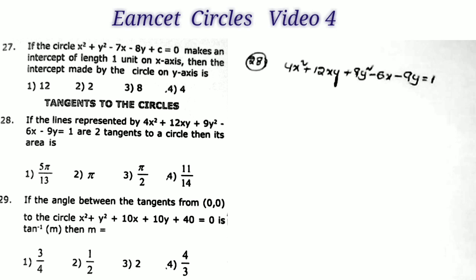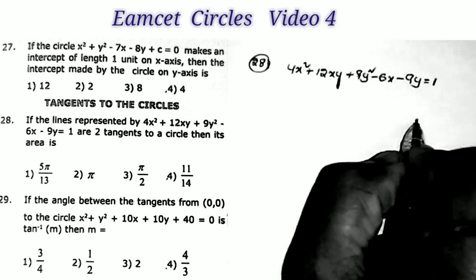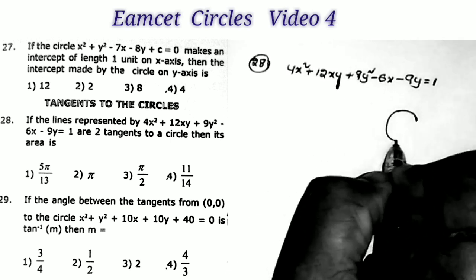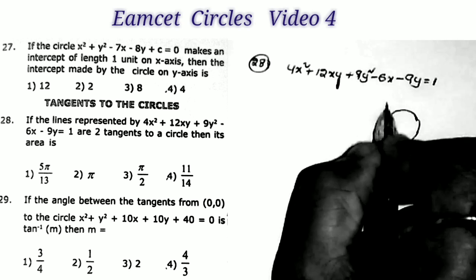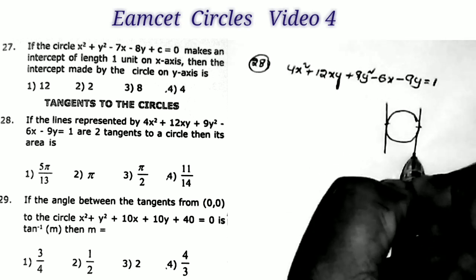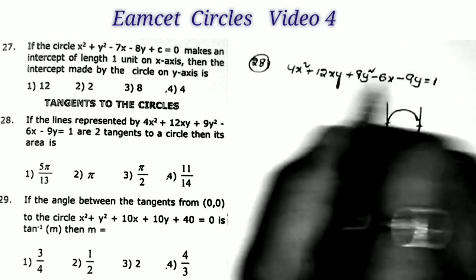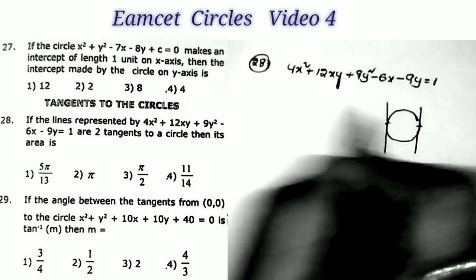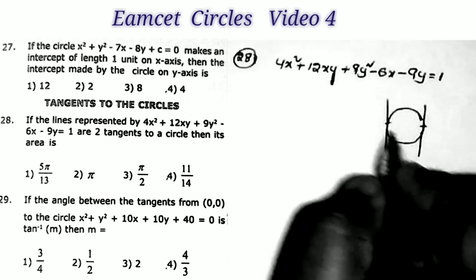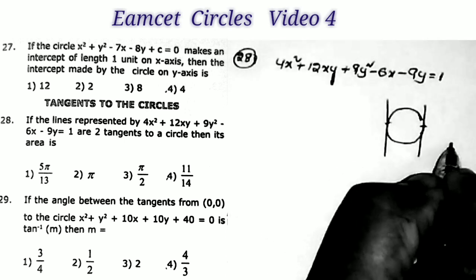If the lines represented by 4x square plus 12xy plus 9y square minus 6x minus 9y is equal to 1 are two tangents to the circle, then its area is equal to what? Given that the equation represents the two tangents to the given circle. Since this is a pair of straight lines, it represents two lines. Given that the two lines are tangents to the given circle, what is its area value? We want the area of the circle.